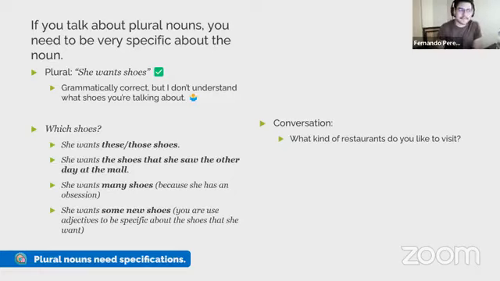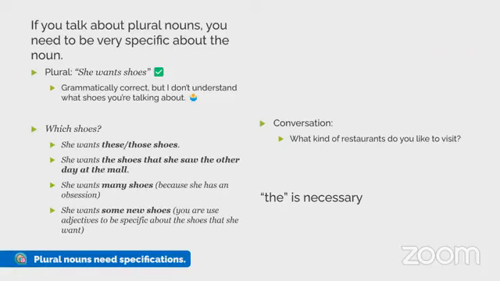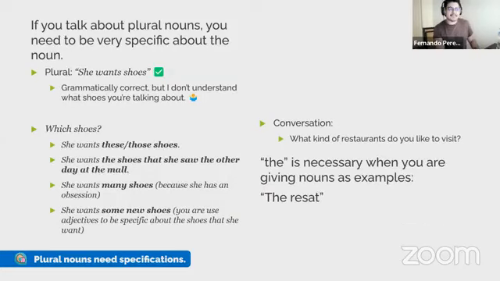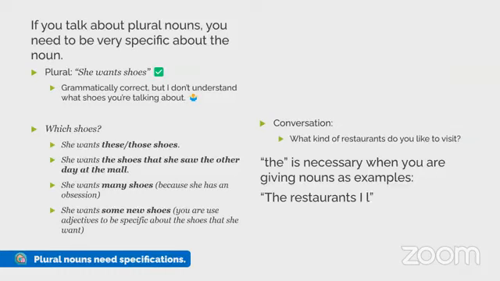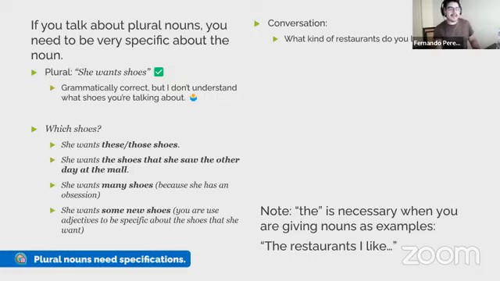This is the next part. Why is it necessary to say the restaurant? Because I'm talking about good sushi restaurants. About examples, no? Only good, yeah. Only good, exactly. So that is necessary when you are giving examples, you're giving nouns as examples. For example, the restaurants I like, etc., etc., etc. Right? Okay, good conversation.